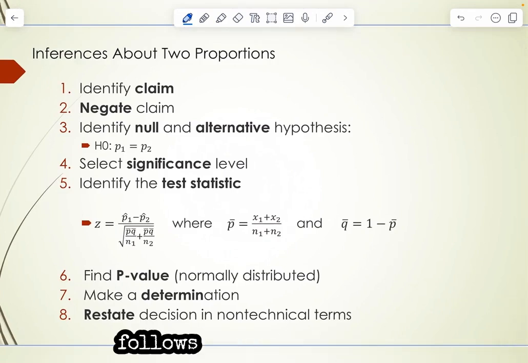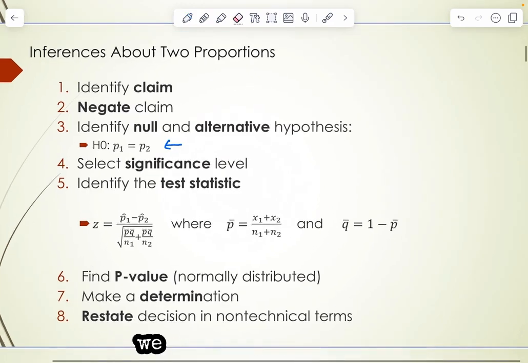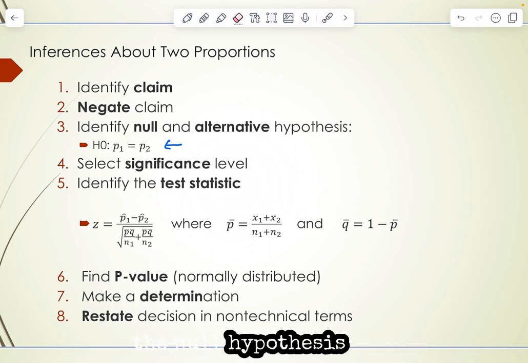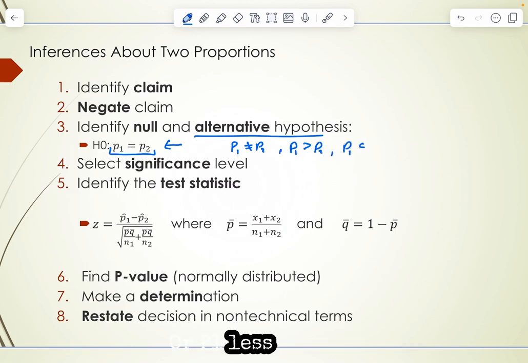Hypothesis testing follows the same framework. It's easier because the null hypothesis is given. All right, so to start off with, we first identify the claim, and then we negate the claim, and then we choose a null and alternative hypothesis, and the null hypothesis will always be that they're the same. Now that may or may not be the original claim. You still need to figure out the alternative hypothesis. Maybe you only have a few choices. It's either P1 not equal to P2, P1 greater than P2, or P1 less than P2.